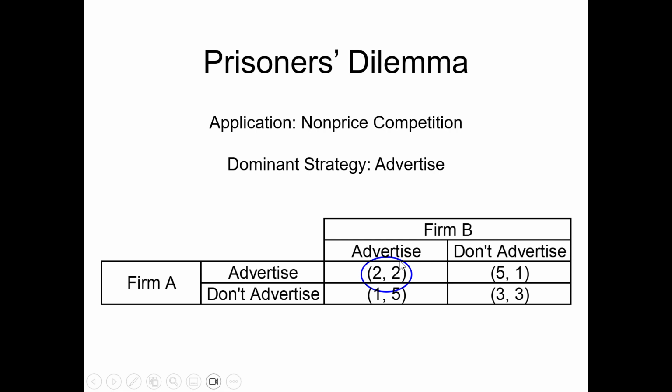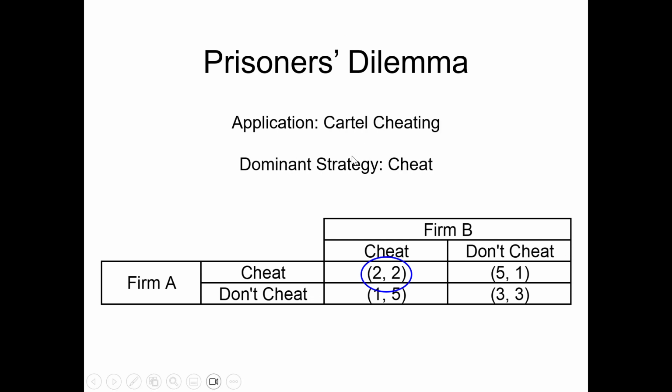They do not choose the don't advertise option, because if they don't advertise, the other party will benefit, and they might not know what the other party does. In that case, they could go for a don't advertise option. Sorry, they should not go for don't advertise. They have to go for the advertise option. That will be a dominant strategy for both parties, firm A and firm B, and that can be called a Nash equilibrium here.